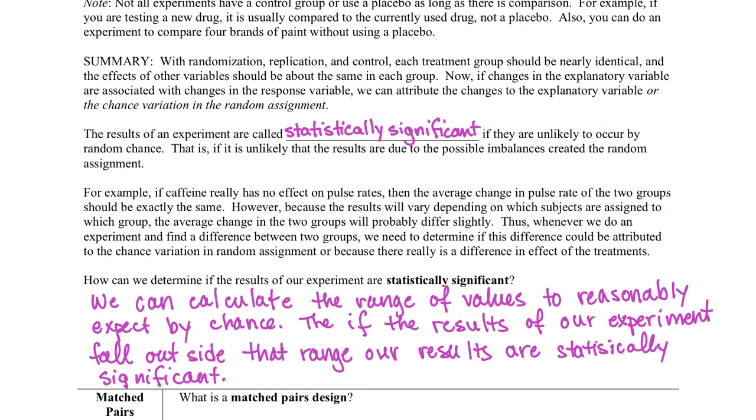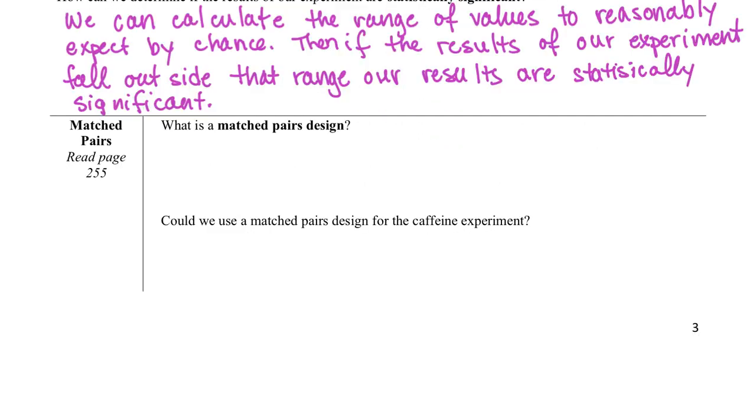So just to recap what I said and put it in writing, we can calculate the range of values to reasonably expect by chance. You don't know how to do that yet. That's part of this class that you'll learn later on in the year. Then if the results of our experiment fall outside that range, we say our results are statistically significant.